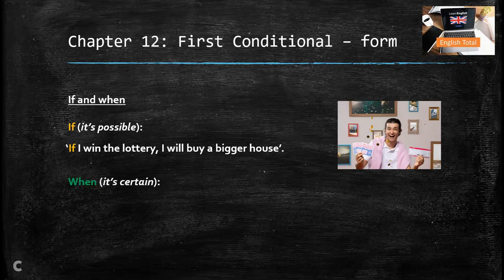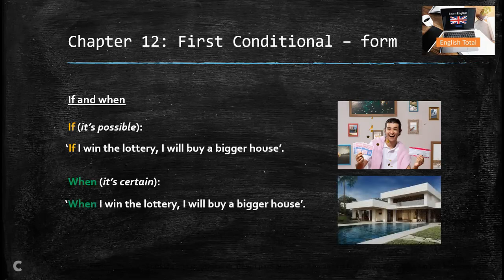When, however, indicates that something is certain to happen. When I win the lottery, I will buy a bigger house. In the second example, the man really believes that he will eventually win the lottery. He is thinking that it's only a matter of time until his dream of being rich comes true.